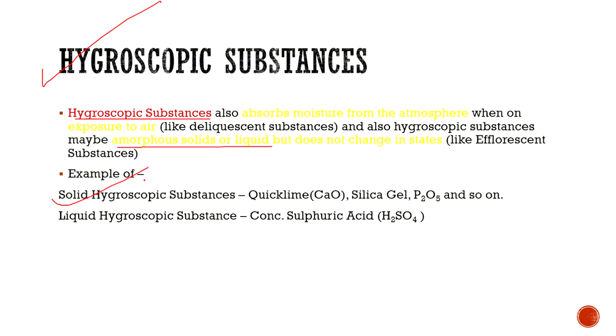Examples of solid hygroscopic substances: quicklime, that is calcium oxide, and silica gel. For liquid hygroscopic substances: concentrated sulfuric acid. You have to learn one or two solid hygroscopic substances, then the liquid hygroscopic substance. There is only one liquid hygroscopic substance, concentrated sulfuric acid. There is no other liquid hygroscopic substance other than concentrated sulfuric acid. You also have to learn what hygroscopic substances are.